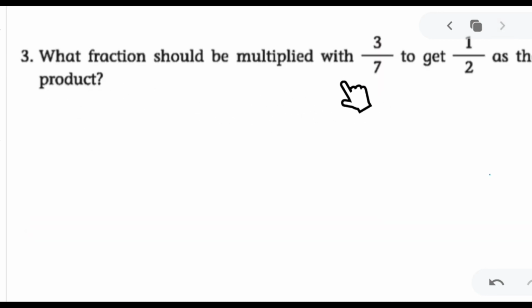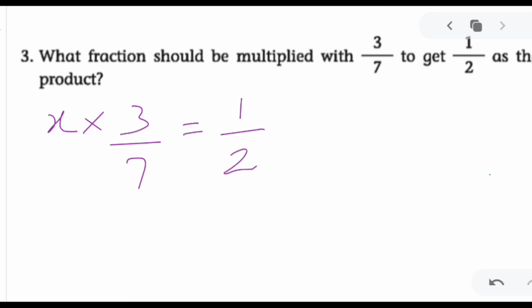What fraction should be multiplied with 3 by 7 to get 1 by 2 as a product? What is the question saying? X multiplied with 3 by 7 gives the answer 1 by 2. So we need x only. Here 3 by 7 is multiplied; when it moves from the left side to the right side, the symbol totally changes. Multiplication becomes division, so 1 by 2 divided by 3 by 7.